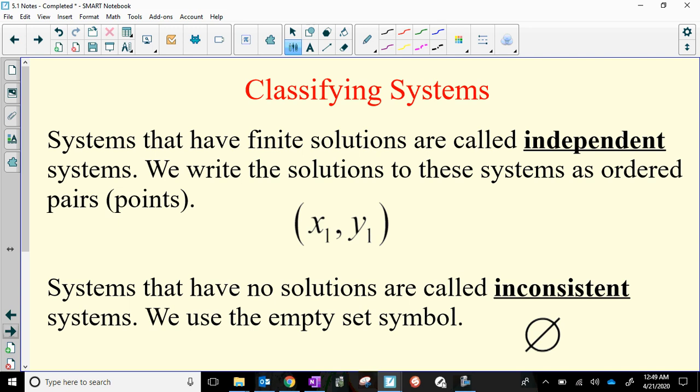All right, so the next thing we want to do is classify our answers. There's a couple different ways we can classify them. First type is, does it have a solution or not have a solution? So if something has a solution, we say it's consistent. If it doesn't have a solution, we say it's inconsistent. So whenever you hear inconsistent, you're really thinking of no solution.